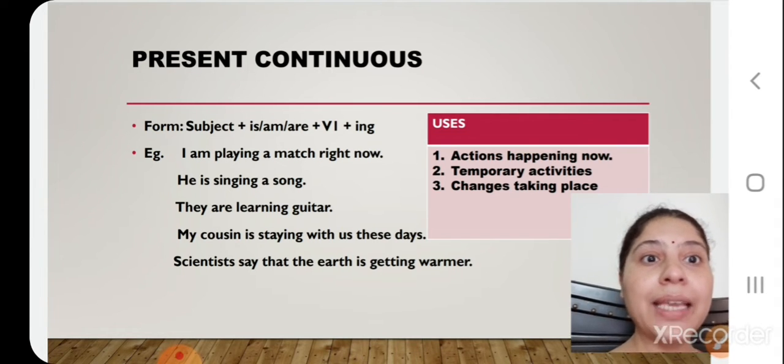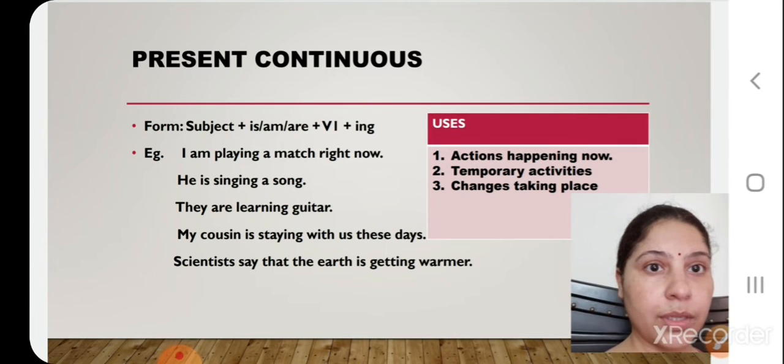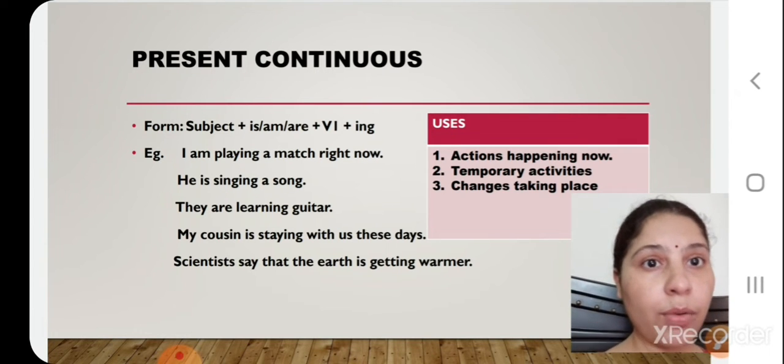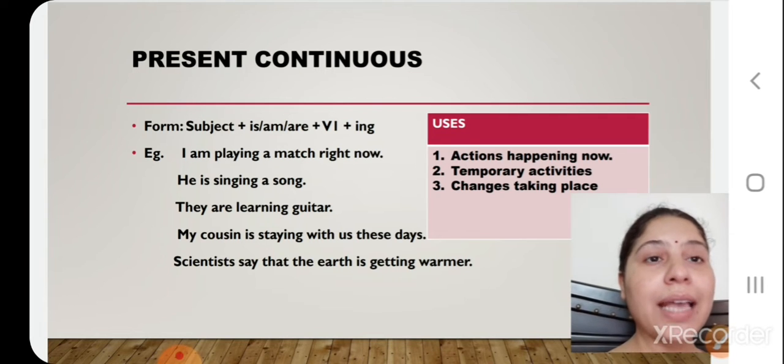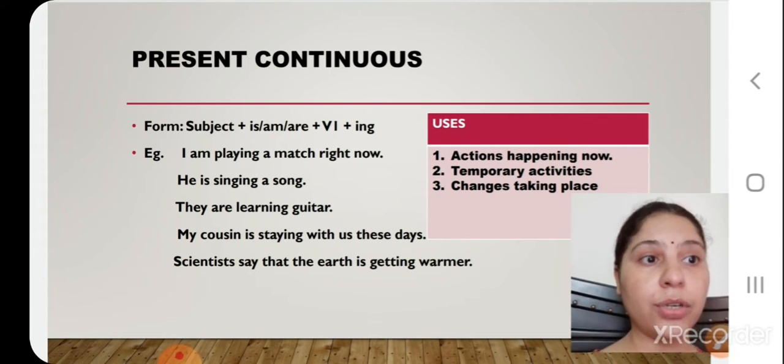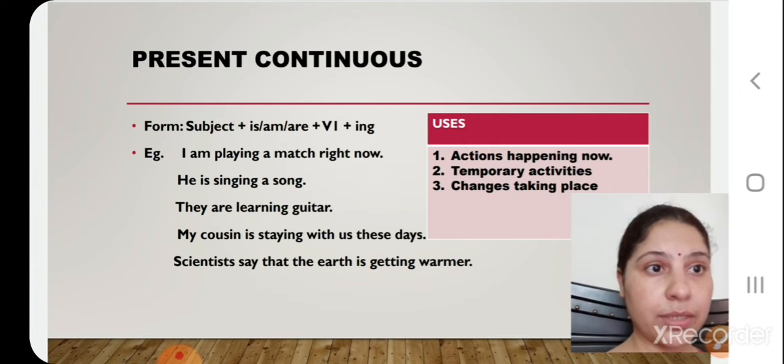Like I am playing a match right now. So, right now, this activity of playing a match is going on. So continuous, present continuous tense is used. So as the name reflects, students, continuous means it is continuing. Present continuous means it is continuing in the present. So this is your present continuous tense.